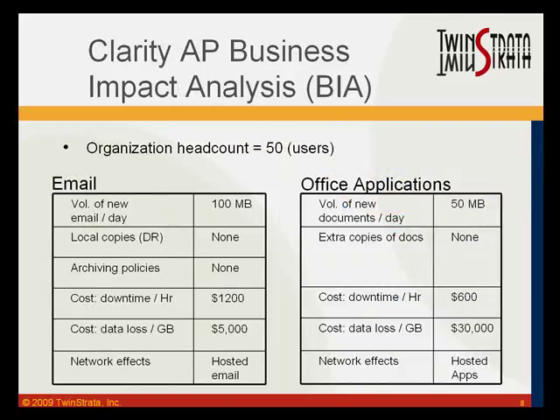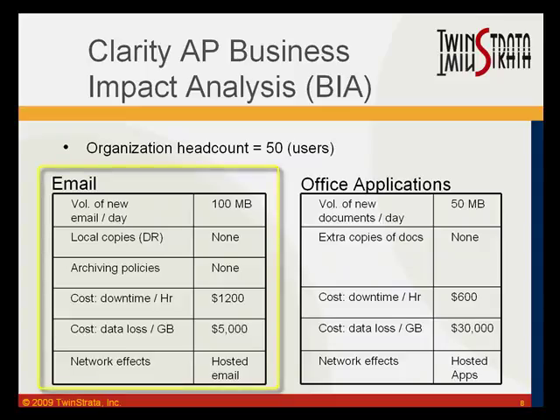Clarity AP begins with a business impact analysis. For this example, we are modeling a 50-employee organization with the following parameters and risk factors. For email, we assume a change rate of 100 megabytes of new email per day. No extra copies of emails are kept outside of the server for DR purposes or archiving. For each hour of email downtime, we assume a 50% productivity drop in employees, resulting in approximately $1,200 per hour in terms of cost of downtime.